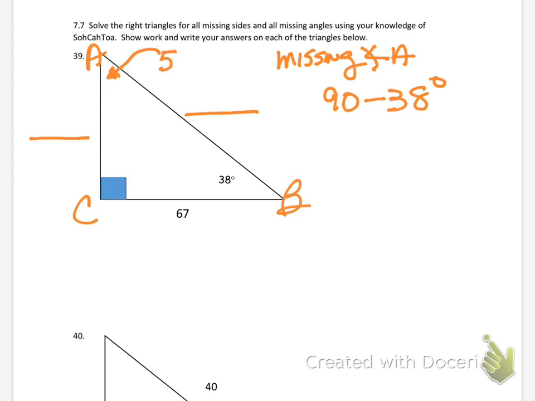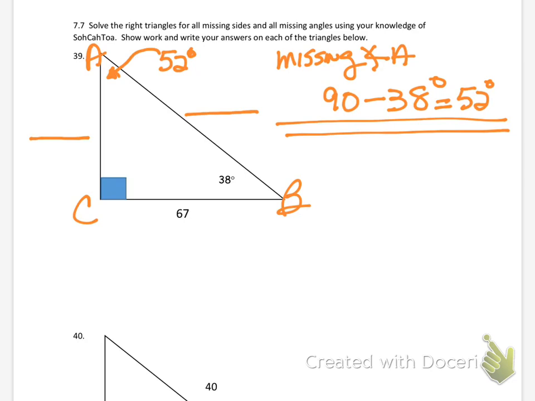So this angle right here is 52 degrees, and that's the quickest way to get your missing angle because you have two of the three angles in this triangle. Okay, so that's the first piece that's missing. Now I need to get some sides. So let me look at angle B.